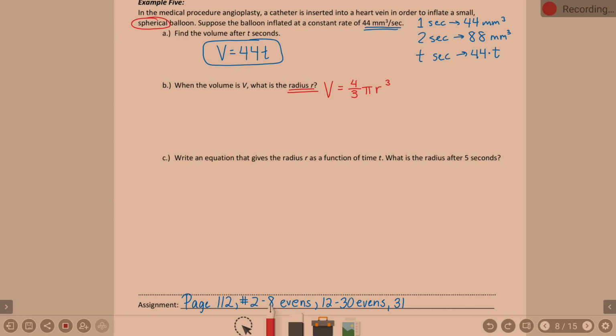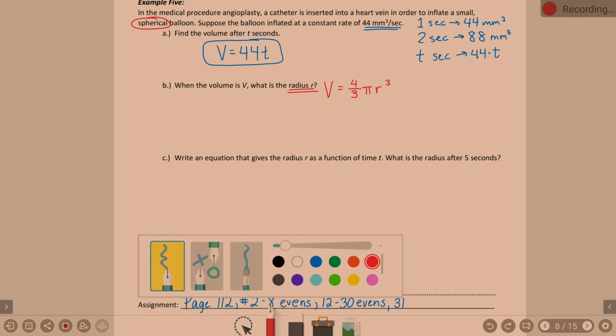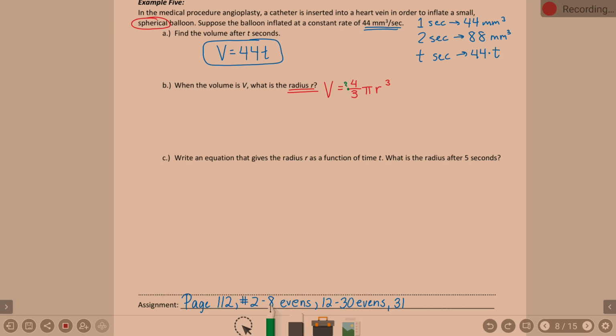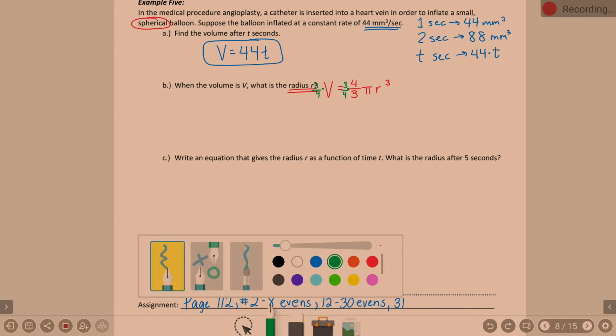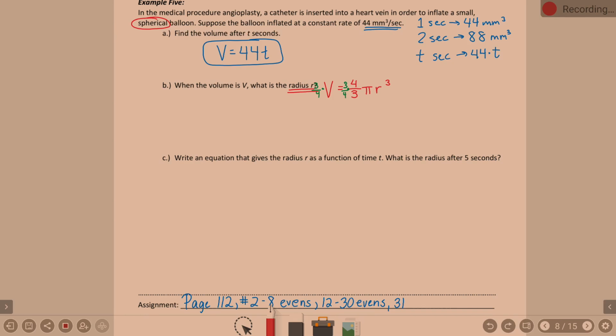You know 4/3 pi. Now, dividing by 4/3 is the same as multiplying by what? 3/4. Yeah. I'm going to start off multiplying both sides by 3/4. So 3/4 times V is 3/4 V, or how about if I say 3V over 4? Sure. Equals 3/4 times 4/3 will cancel. Bang. Out of here. And I have pi r cubed.